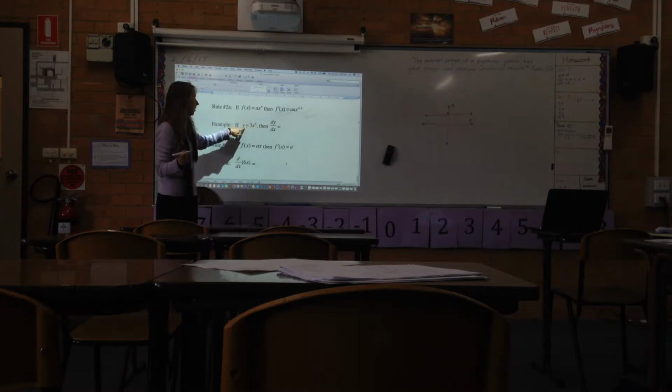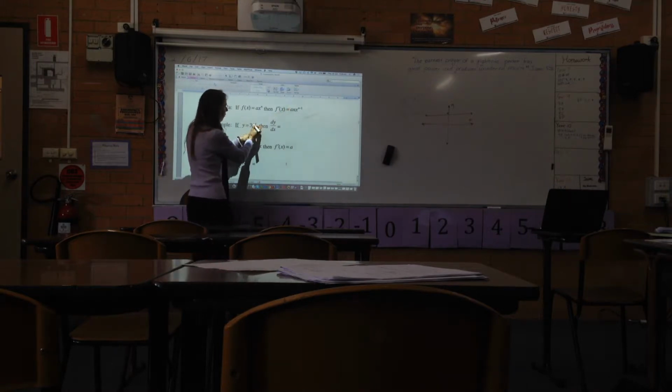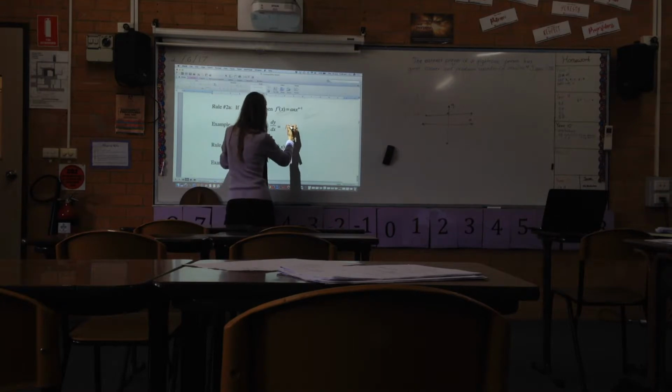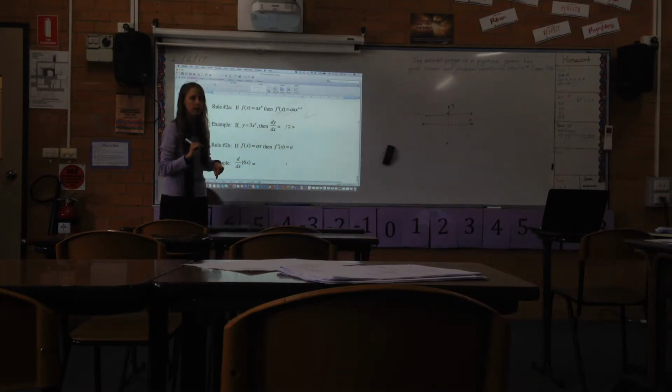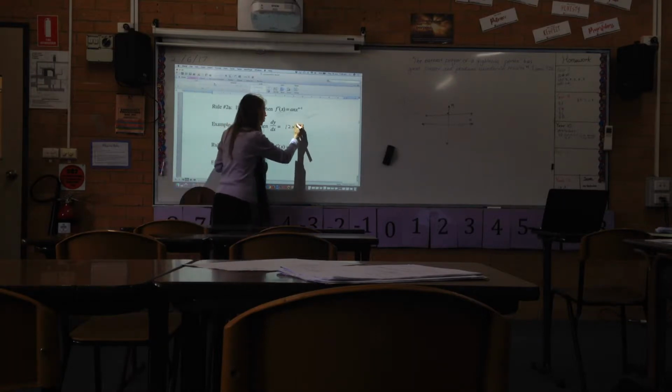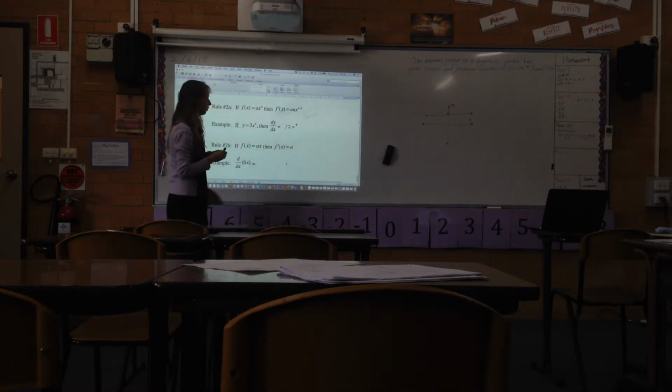In this case, we have y equals 3x to the power of 4. I'm going to use this rule, so 3 times 4 is what? 12. x, what's the power going to be, do you reckon? 4 minus 1, which is 3.